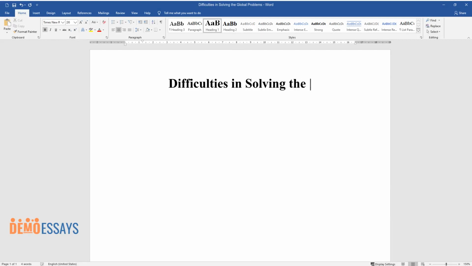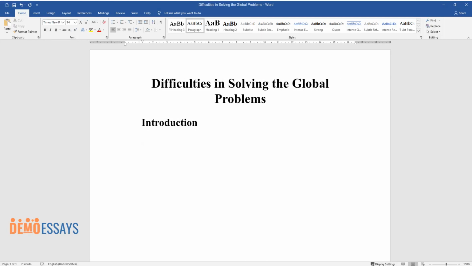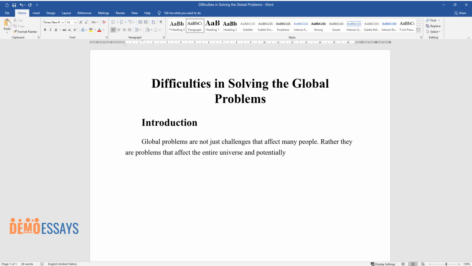Difficulties in solving the global problems. Introduction. Global problems are not just challenges that affect many people. Rather, they are problems that affect the entire universe and potentially all living things on Earth. Climate change is an example that quickly comes to mind when a global problem is mentioned.